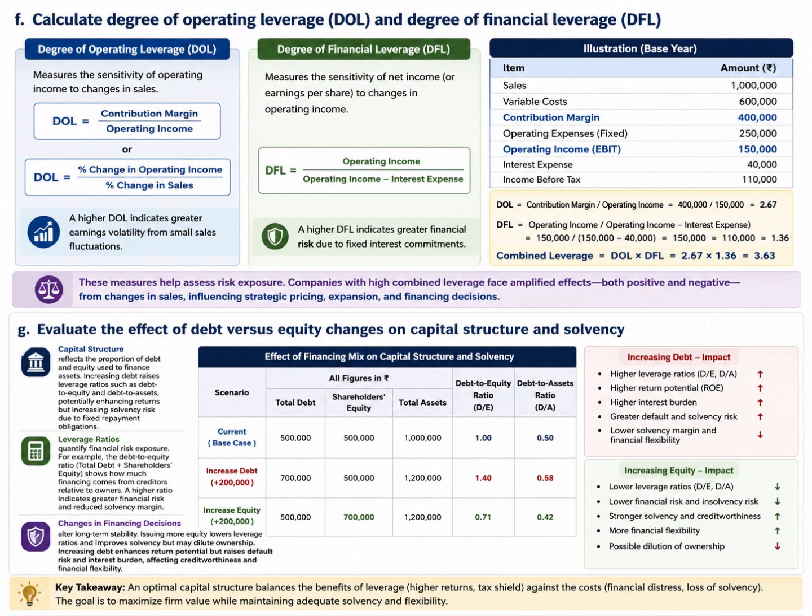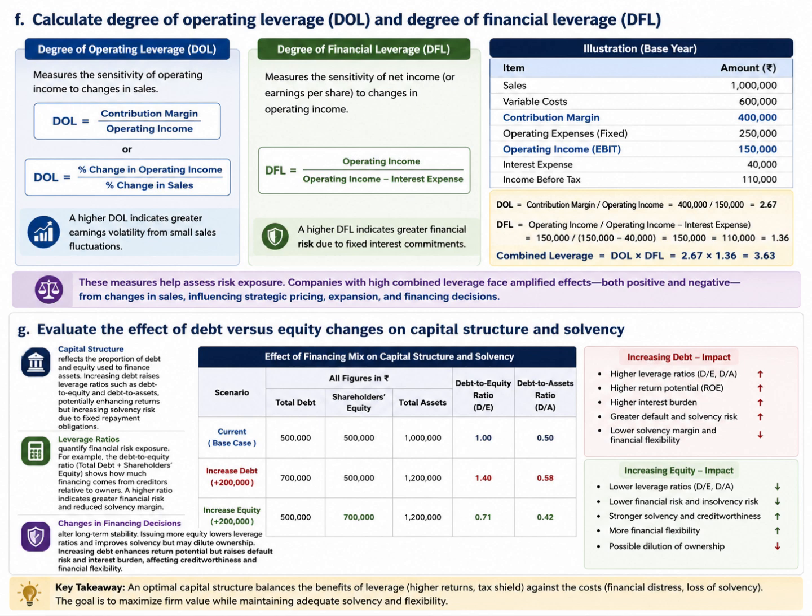F. Calculate degree of operating leverage, DOL, and degree of financial leverage, DFL. Degree of operating leverage, DOL, measures the sensitivity of operating income to changes in sales. It is calculated as contribution margin divided by operating income, or as percentage change in operating income divided by percentage change in sales. A higher DOL indicates greater earnings volatility from small sales fluctuations.